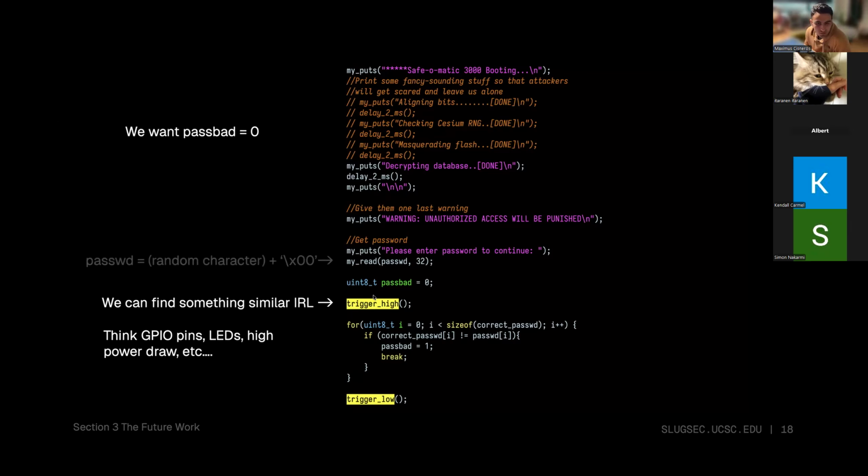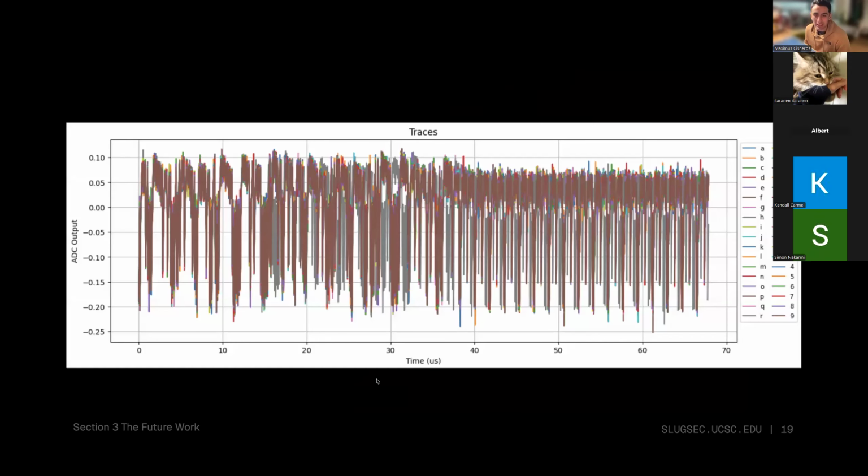Now that we're at the beginning of this for loop, I should also mention that the data I'm going to be passing through this code example is going to comprise a random series of passwords, in which I'm just going to supply a random character plus a null byte. So there's going to be just 2 bytes here, the character, an ASCII, and this null byte. When I pass this data into this loop, and I measure the power draw between the trigger high and the trigger low functions, I get traces that look like this.